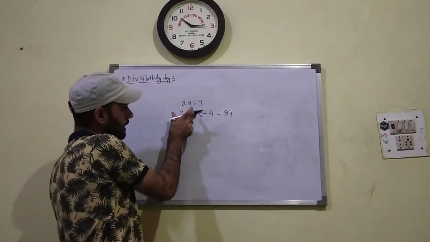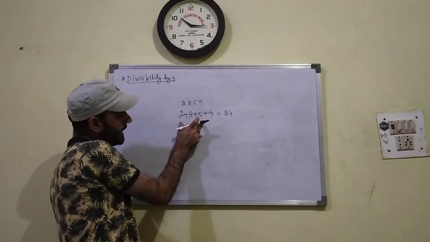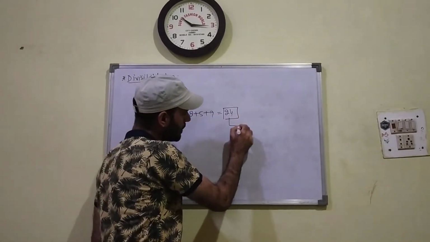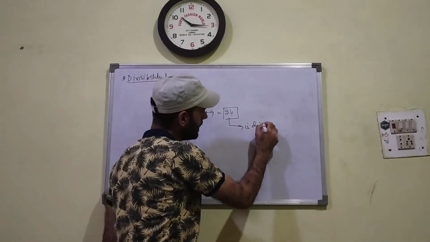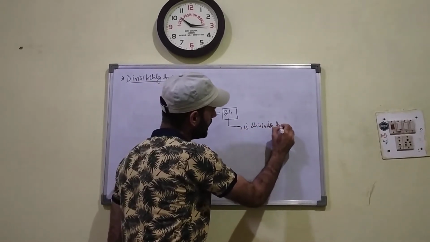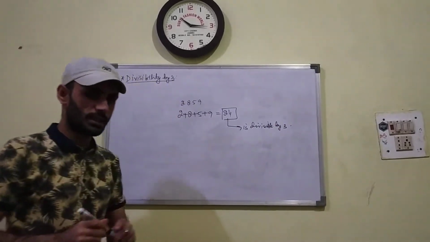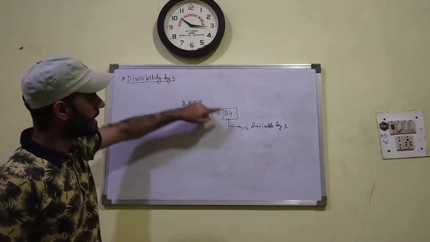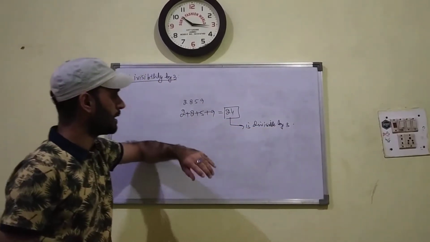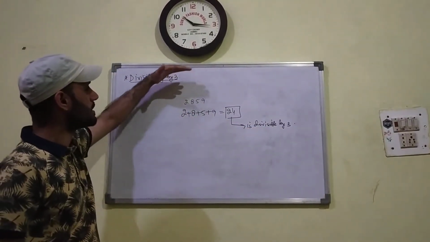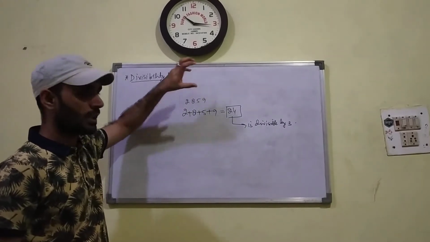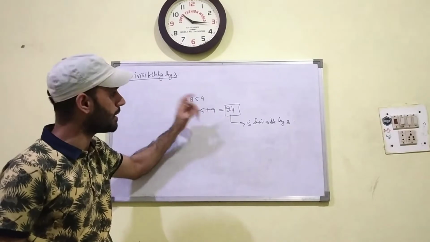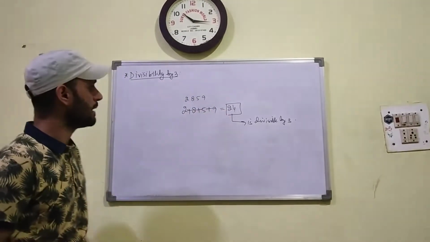Now the number formed by adding the digits of this particular number is 24, and this 24 is divisible by 3. So the given number 2859 is divisible by 3. What does it mean? A number is divisible by 3 if the number formed by adding the digits of a given number is divisible by 3.